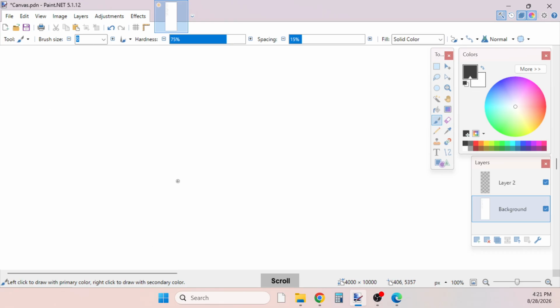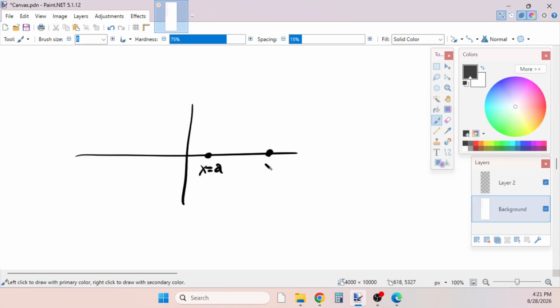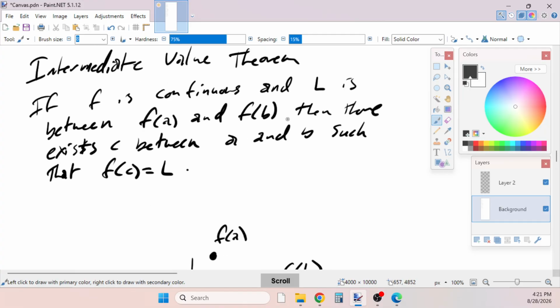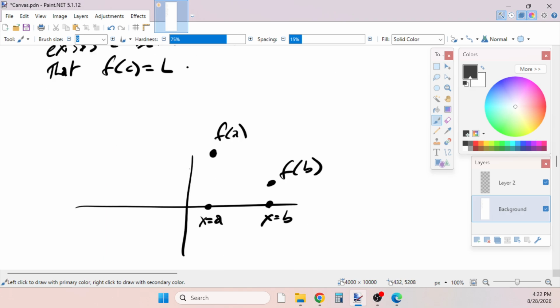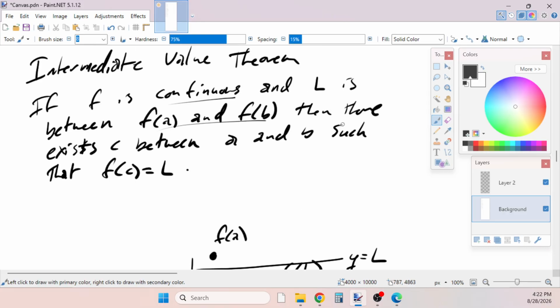That might sound confusing. Let's draw a picture. Let's suppose this value is x equals A and this value is x equals B. Let's suppose this value is f of A and this value is f of B. So if f is continuous, that means the limit equals the function at every point, and L is between f of A and f of B. So let's pick an L. This is the line y equals L, between f of A and f of B. Then there exists C between A and B such that f of C equals L.